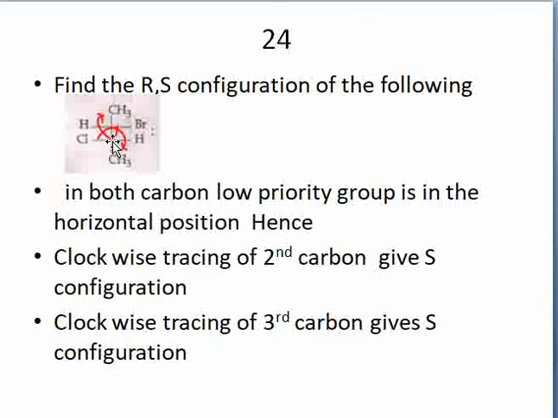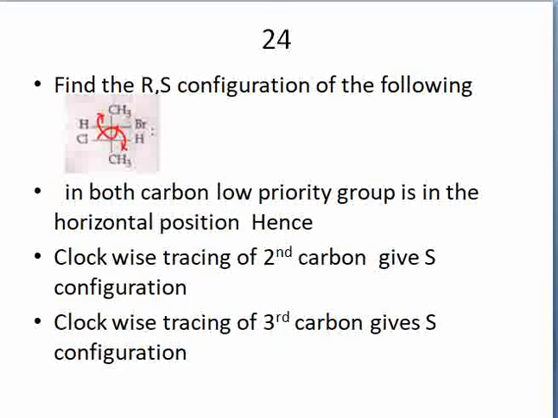The asymmetric carbons are at the second position and the third position. For the third carbon, the least priority group is also in the horizontal position. First priority goes to chlorine, the second priority goes to this carbon because bromine is attached to it, and the third is the methyl group. This also follows the clockwise direction, so this will also give the S configuration because the least priority group is in the horizontal position.